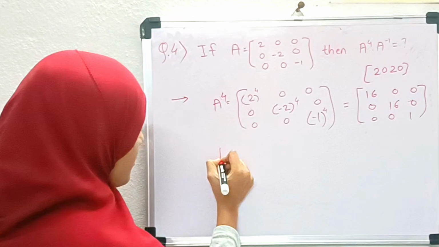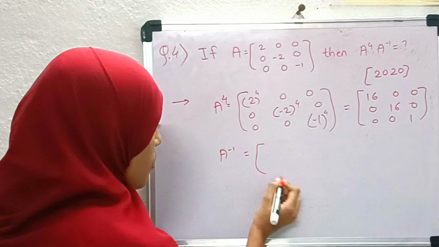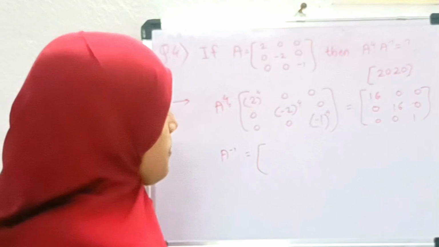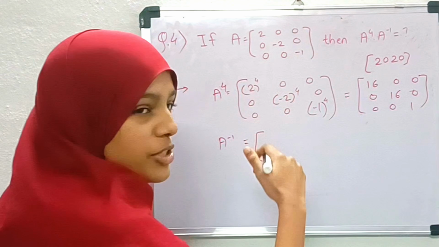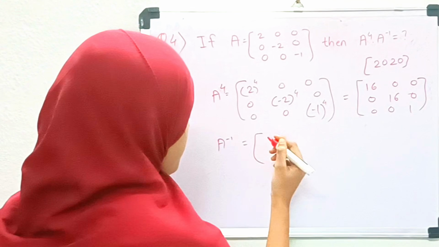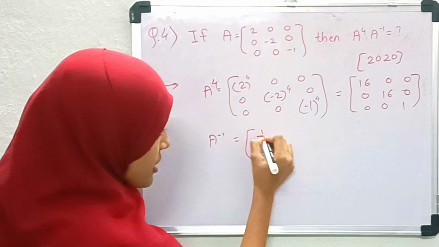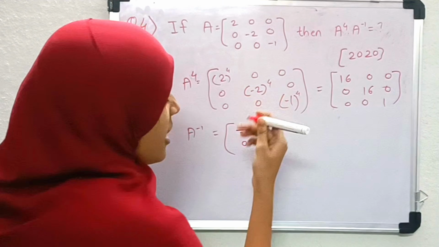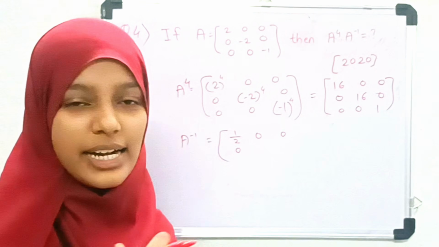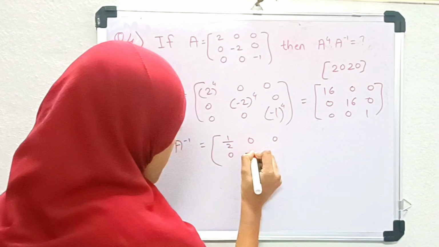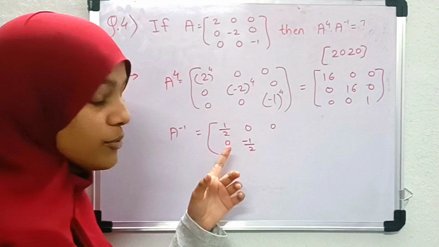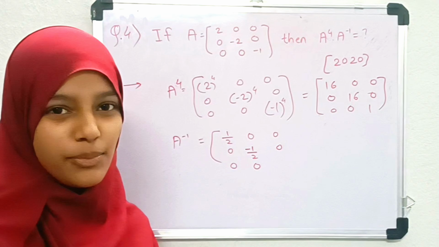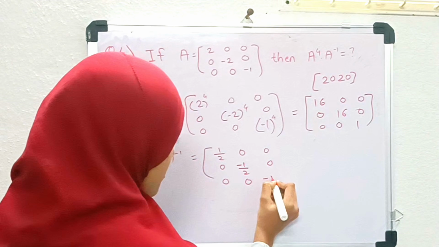We have to find A inverse. We also know the formula for A inverse when the matrix is a diagonal matrix. What is the formula? We have to just take the reciprocal of it. So the reciprocal of 2 is nothing but 1 by 2. 0, 0 as it is, 0 is as it is. What is the reciprocal of minus 2? That will be minus 1 by 2. Don't forget the sign. So 0, 0, 0 and minus 1, the reciprocal will be minus 1 upon 1, which will be nothing but minus 1.